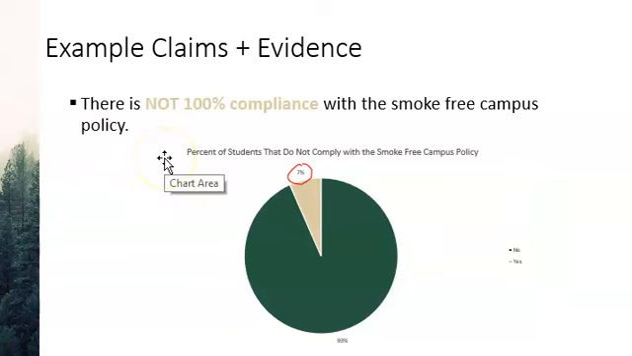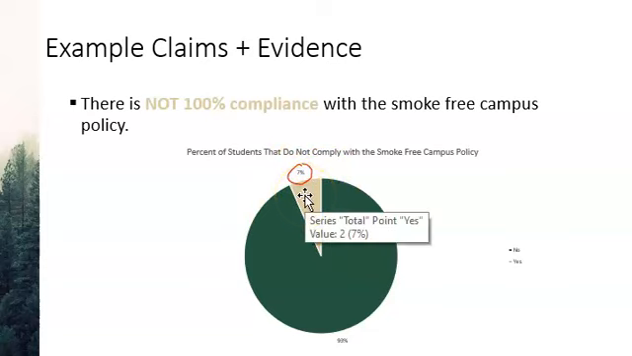Next, moving on to compliance. I did find that there's not 100% compliance with the smoke-free campus policy. This is a claim backed by evidence. The pie chart is the evidence that 7% of people do not comply with the smoke-free campus policy. They have broken the rules.